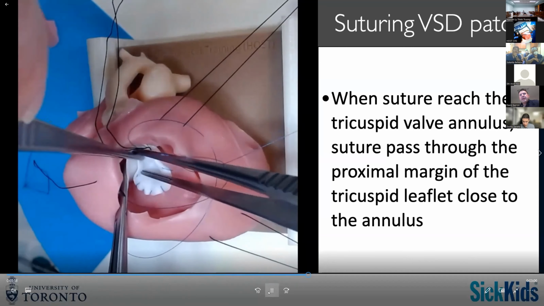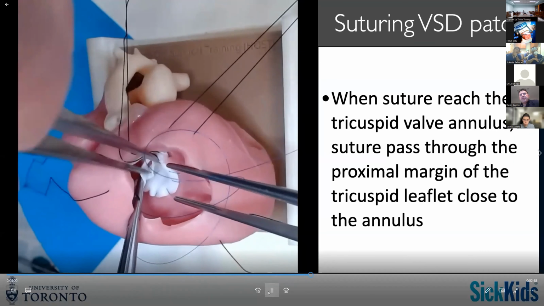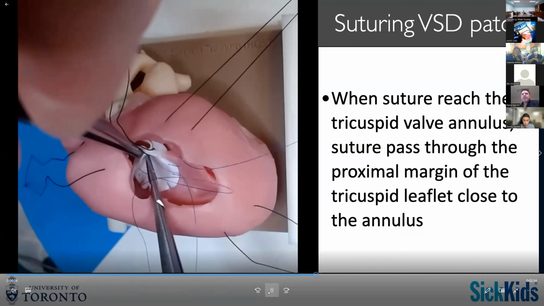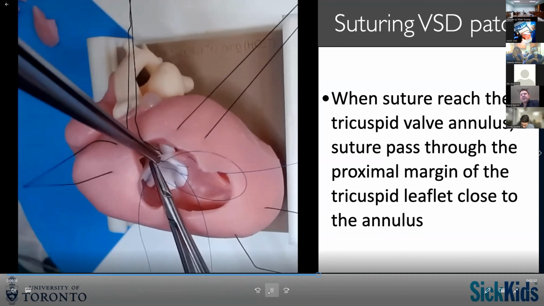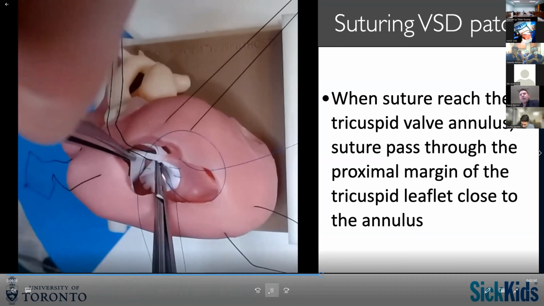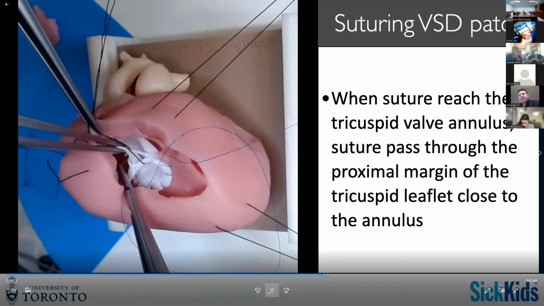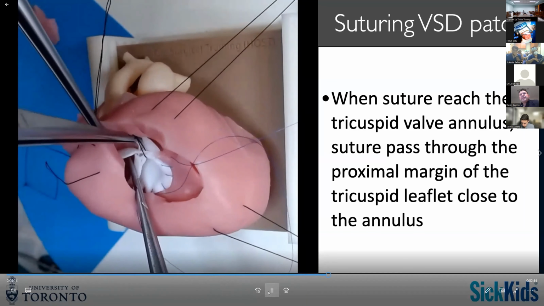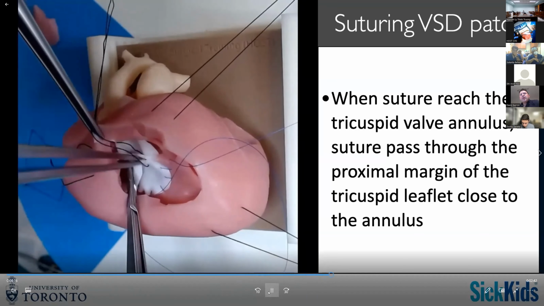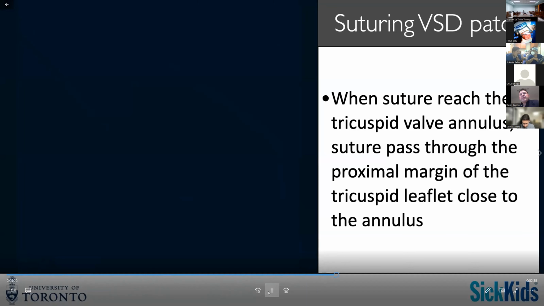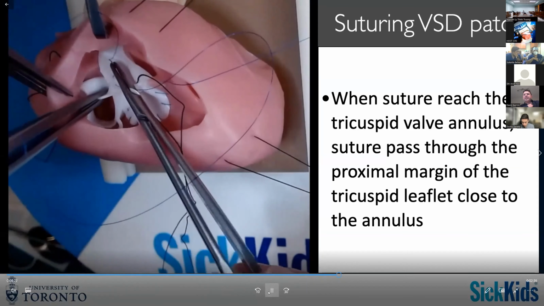And then you can come back through the valve, back through the patch with a sort of running mattress suture. So if you do this continuous, then you probably want a little ribbon pledget to reinforce the suture on the tricuspid valve side. But here, for the sake of the model, we're just continuing to run it. So here we go, back and forth along the septal leaflet of the tricuspid valve.